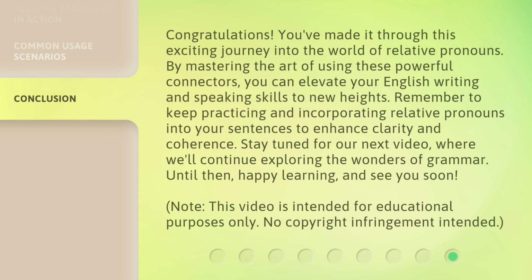Congratulations! You've made it through this exciting journey into the world of relative pronouns. By mastering the art of using these powerful connectors, you can elevate your English writing and speaking skills to new heights. Remember to keep practicing and incorporating relative pronouns into your sentences to enhance clarity and coherence.